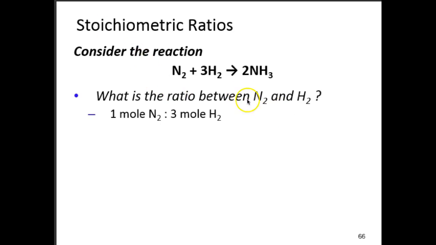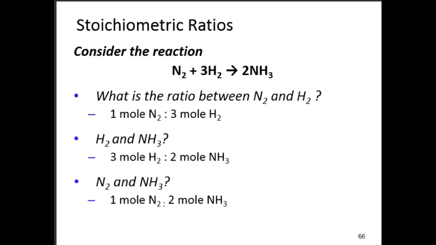So let's look at another reaction here where we're making ammonia. What's the ratio between nitrogen and hydrogen? Well, there's no number, but the coefficient in front of nitrogen would be 1. The coefficient of hydrogen would be 3. So the mole ratio would be 1 mole of nitrogen to 3 moles of hydrogen. Okay, well, what's the ratio of hydrogen to ammonia? 3 moles of hydrogen to 2 moles of ammonia. Or what's the ratio of nitrogen to ammonia? Well, we have 1 mole of nitrogen and 2 moles of ammonia.